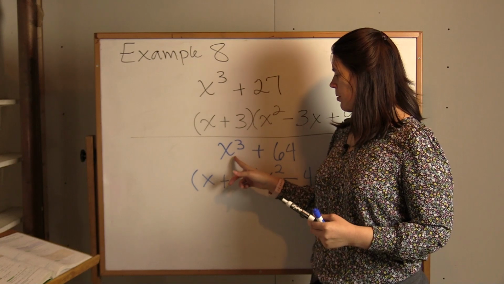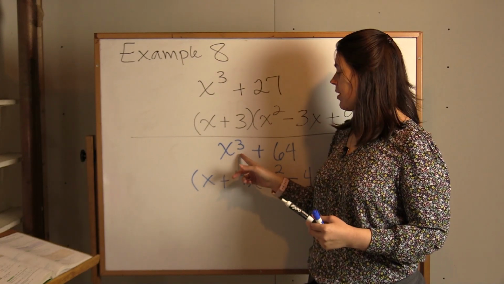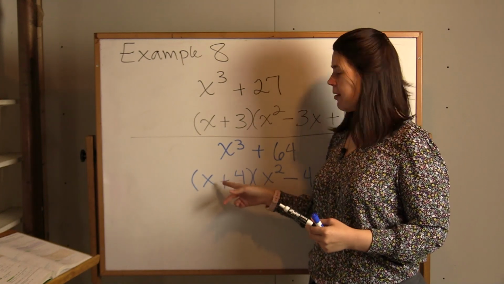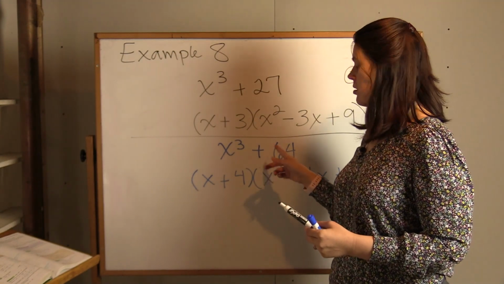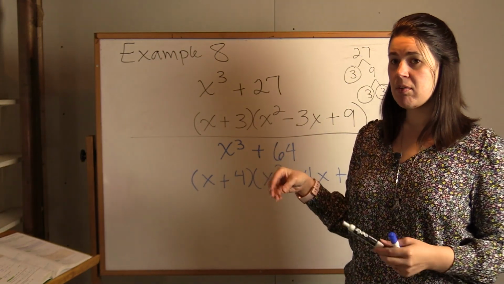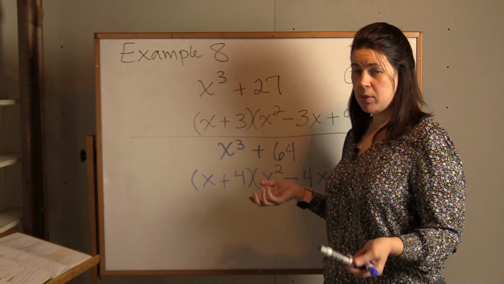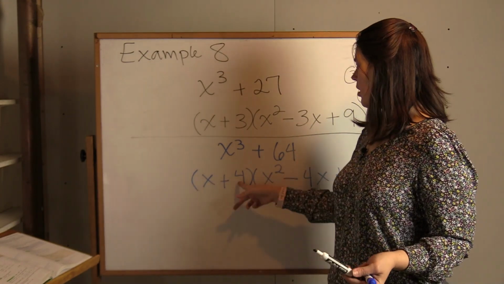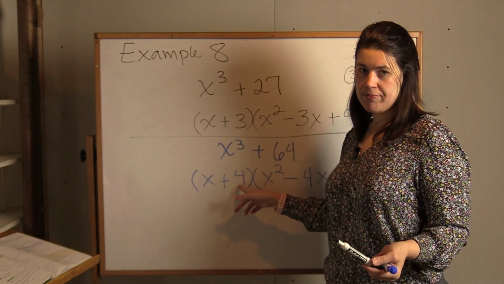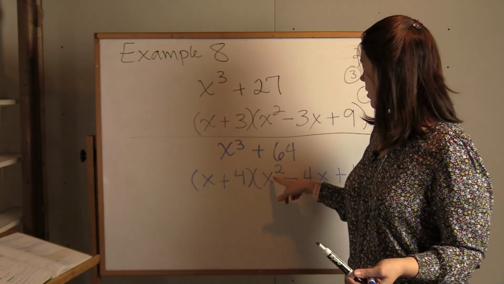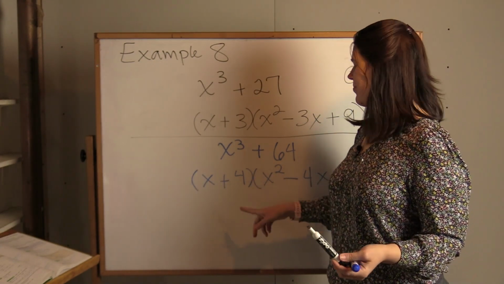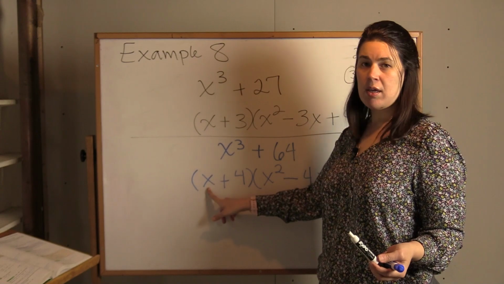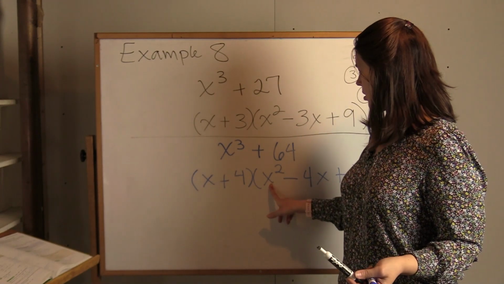The cubic root of x to the third is x, 3 divided by 3. 64, you can either do this in your calculator or if you just happen to know that 4 times 4 times 4 is 64, the cubic root of 64 is 4. So after that, the square of x is x squared.